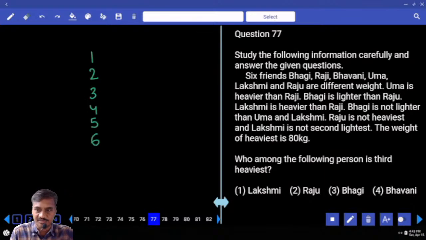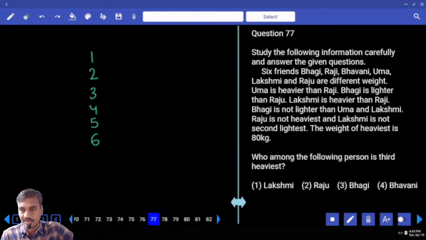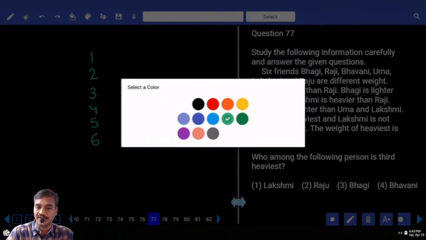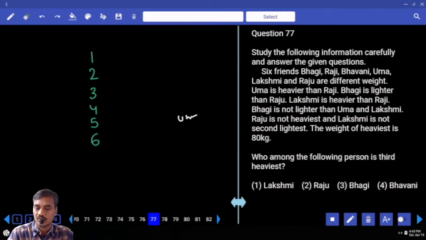And among these 6 persons, Uma is heavier than Raji. Now this Uma is heavier than whom? Uma is heavier than Raji. Bagi is lighter than Raju. Now this Bagi is lighter than whom?